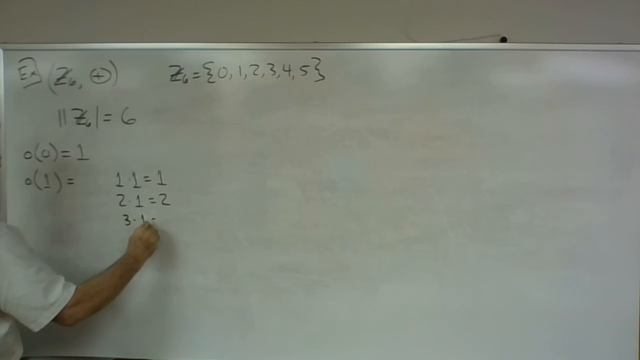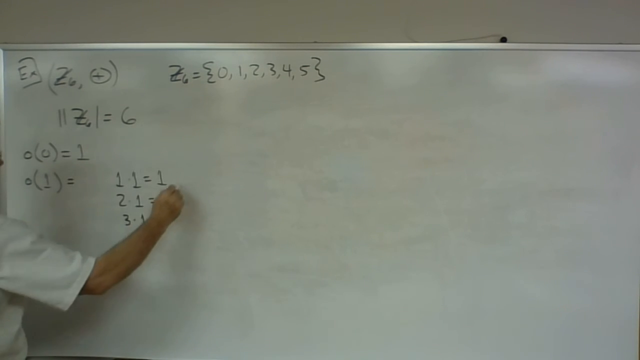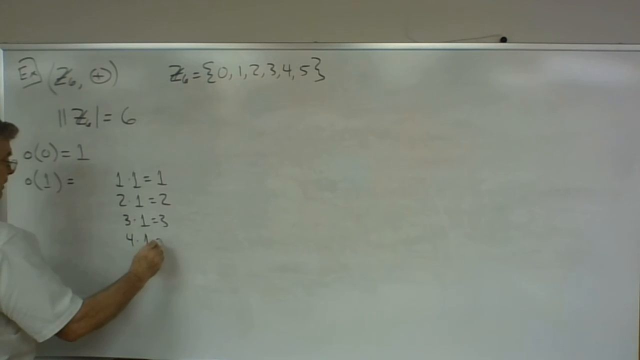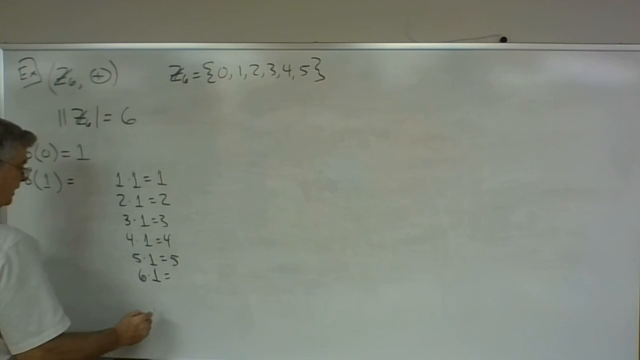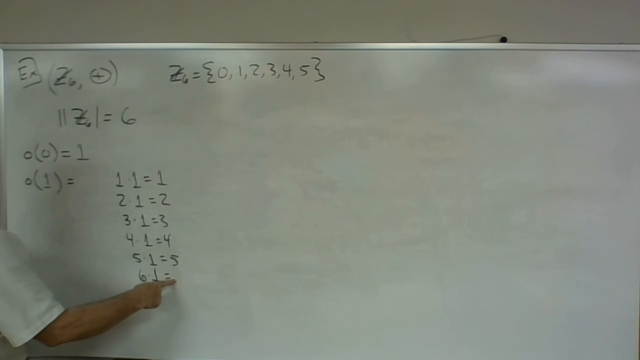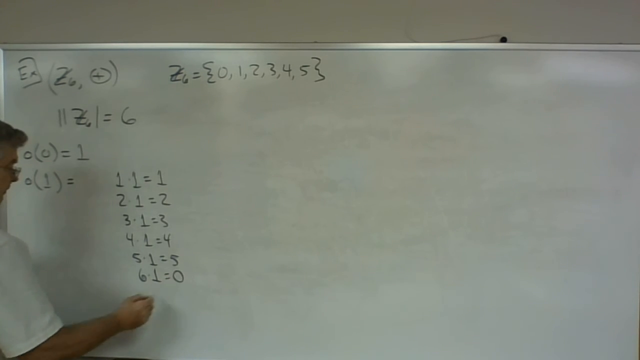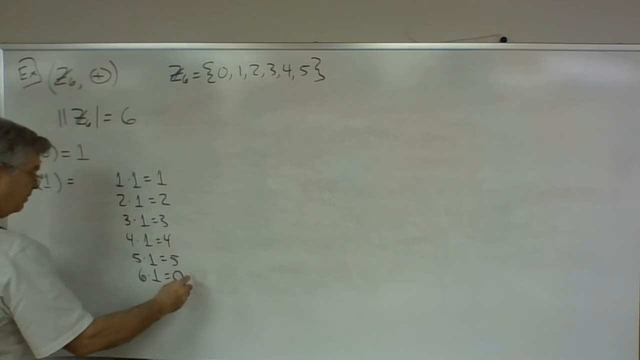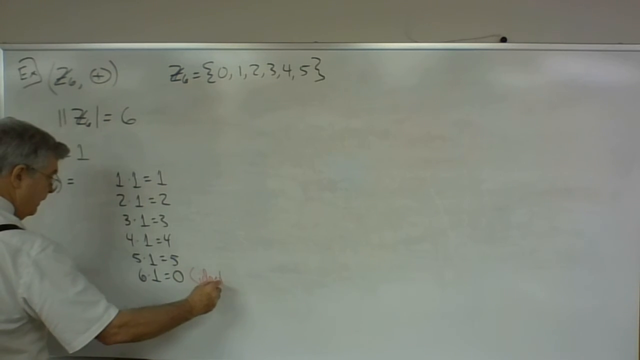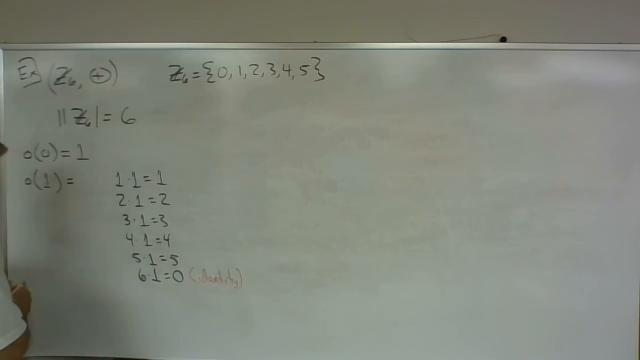3 times 1 is equal to 3. 4 times 1 is equal to 4. 5 times 1 is equal to 5. 6 times 1 is equal to 6. Whoops. But 6 is congruent to 0 mod 6. So 6 is the smallest natural number that we can multiply 1 by and get the identity. So the order of the element 1 is 6.